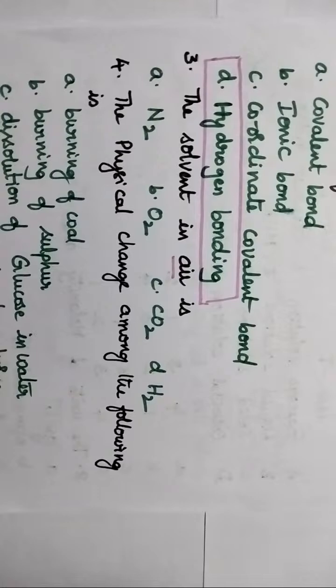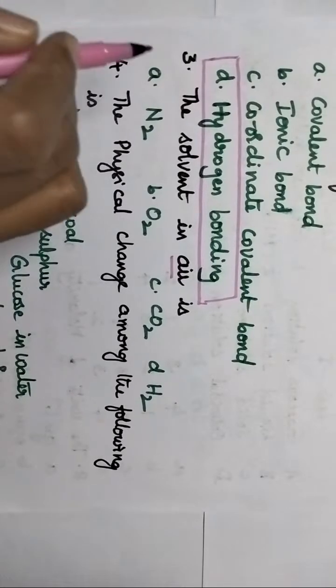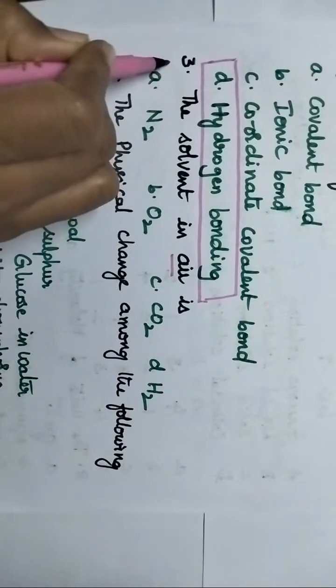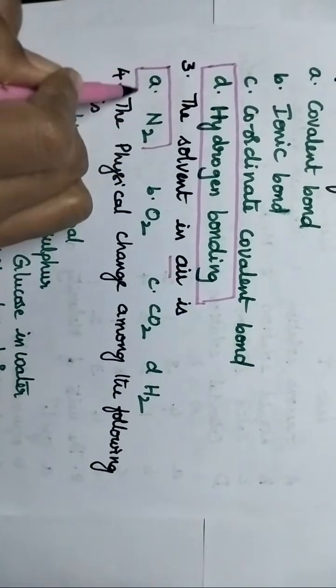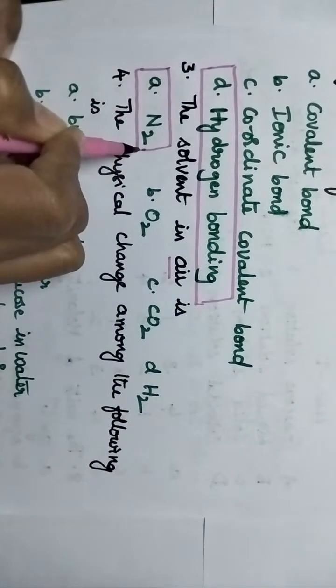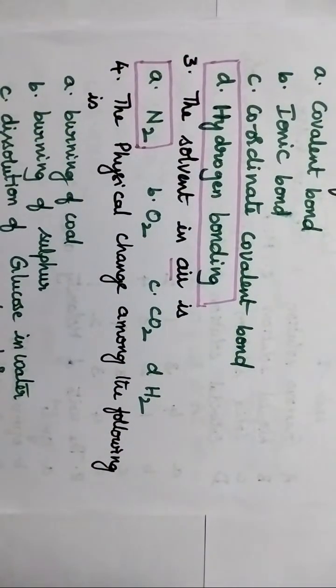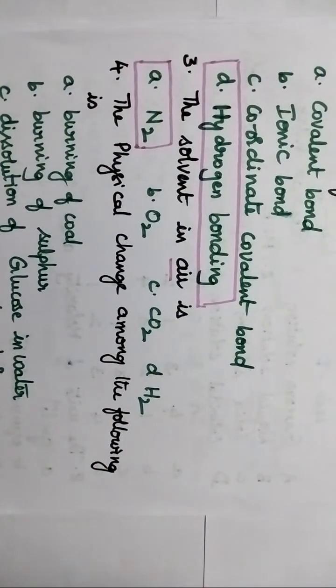Very good, Charan Sai. Air is a gaseous mixture consisting of nitrogen, oxygen, carbon dioxide, hydrogen, helium, argon. But the major contributing gas is nitrogen, so it will act as a solvent. In this case, option A, nitrogen, is the right answer. Very good. Everyone is giving the right answer.